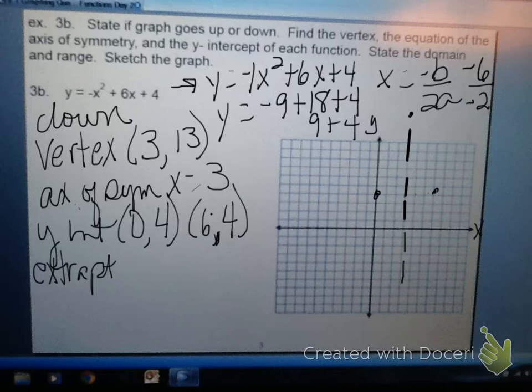So I need to find numbers to the left of this point or to the right of this point. To the left of this point in this direction is a negative 1. So I'm going to plug in a negative 1 for x. So y equals negative 1 squared is a positive 1 times a negative 1 is a positive 1. 6 times a negative 1 is a negative 6, plus 4. So 1 minus 6 is a negative 5, plus 4 is a negative 1.